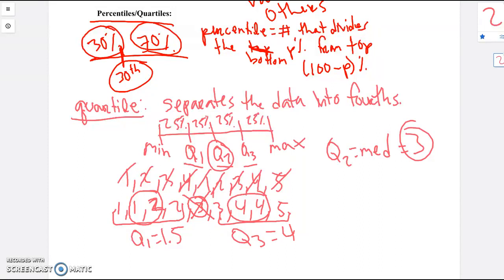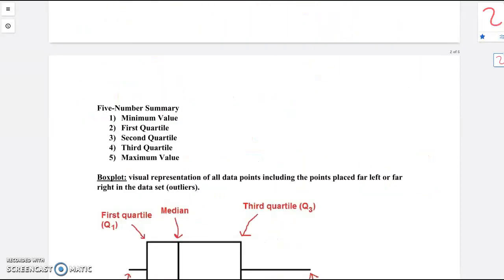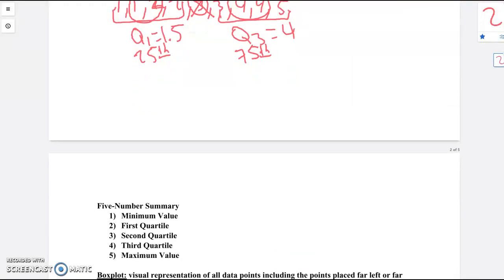Just like Q2 is equal to the median, if I wanted to talk about it in terms of percentiles, Q2 is also the 50th percentile. Q1 will be the 25th percentile, and Q3 will be the 75th percentile. That's basically what it is if I wanted to name them in terms of percentiles.